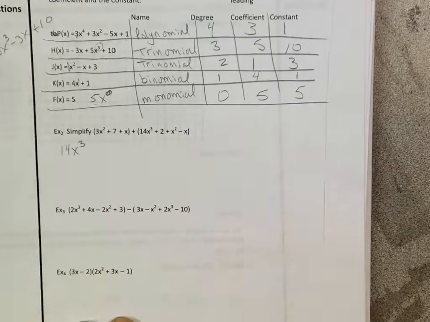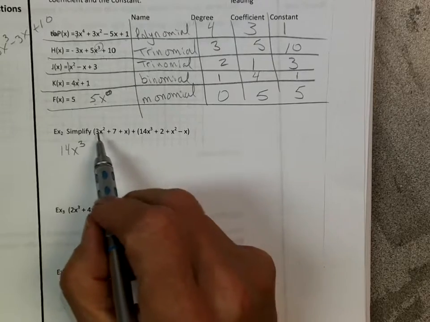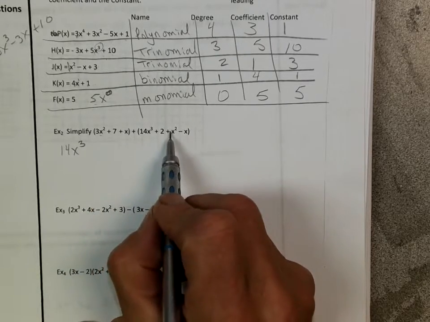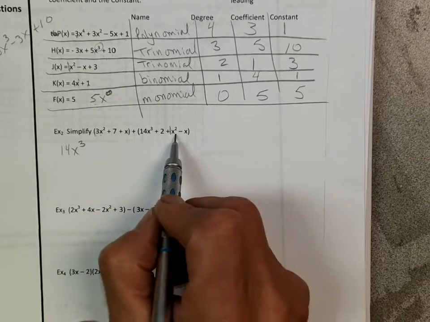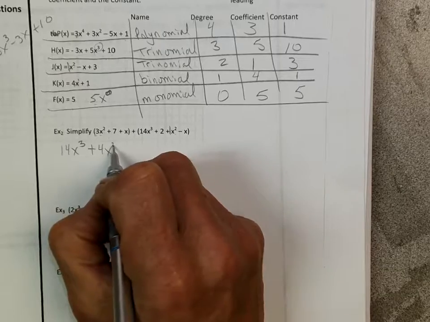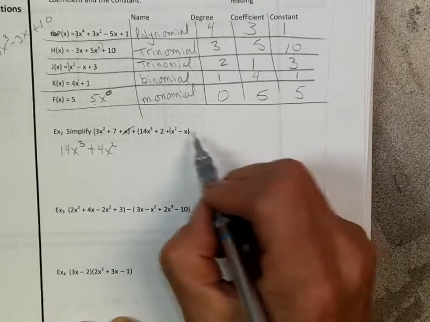14x cubed, right? And then the next would be the x squared. So I've got a 3x squared. And I have a 1x squared. 3x squared plus a 1x squared is going to make a 4x squared. I've got an x plus a minus x. Those just kind of cancel each other out.